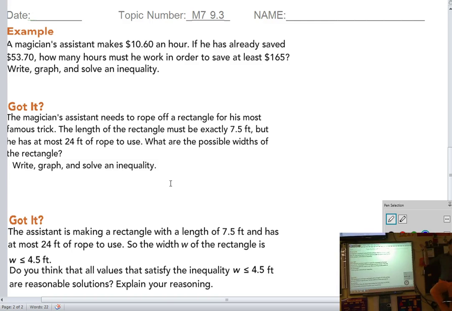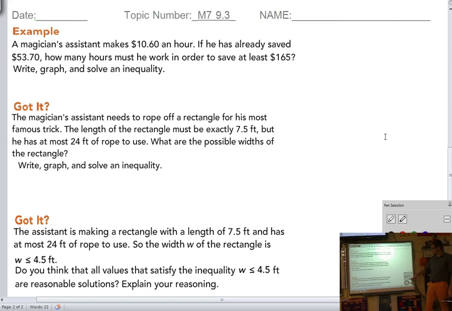So if Justin has already saved $53.70, and he wants to save, Justin, what's something you want to buy? That would be like $165. We want to figure out how much Justin needs to work. So first thing we want to set up is he needs to save at least $165.